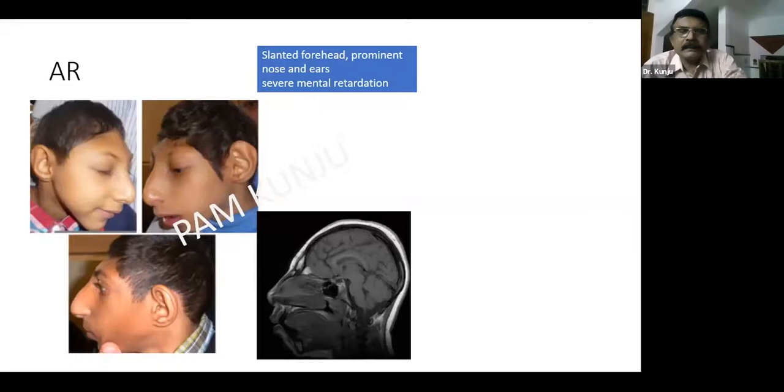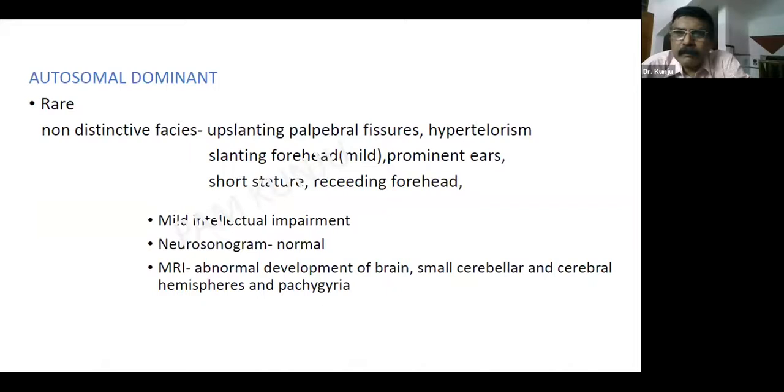And then comes the autosomal dominant. Unlike recessive, dominant is not that severe, but they also have upslanting palpebral fissures, hypertelorism, a mild slanting forehead, and prominent ears may be there. And as mentioned, many conditions can have short stature. Their intellectual impairment may be mild. And in the earlier phase a neurosonogram, and later the MRI, may be normal or show abnormal development of the brain, a small cerebellum, cerebellar hemispheres, or tachycardia. So that means certain other syndromic conditions with microcephaly.